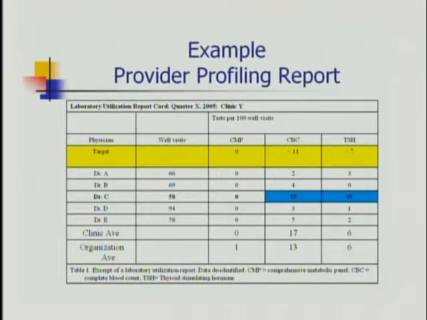So, for example, docs who are outliers or docs who exceed our target measures are highlighted in blue on the reports. So as you can see, Dr. C is highlighted for the high numbers of CBCs and TSHs that this individual orders. But he could look down at Dr. C and say, hey, this guy sees more well patients than I do, and he doesn't order as much as I do.